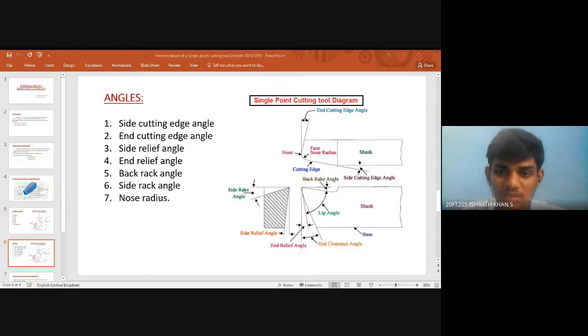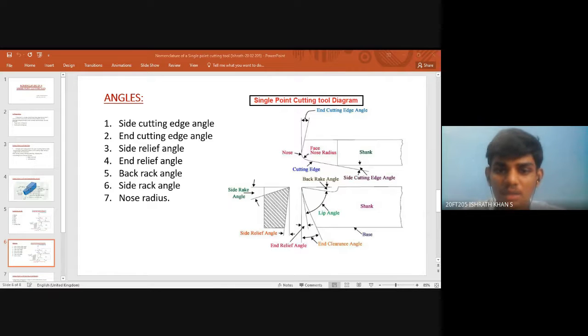The end cutting edge angle is the angle between the end cutting edge and a line normal to the tool shank. The side relief angle is the angle between the portion of the side flank immediately below the side cutting edge and a line perpendicular to the base of the tool, measured at a right angle to the side flank. The end relief angle is the angle between the portion of the end flank immediately below the end cutting edge and a line perpendicular to the base of the tool, measured at a right angle to the end flank.